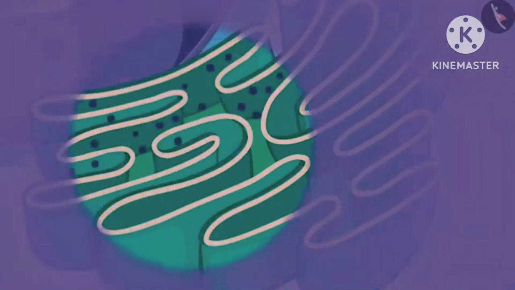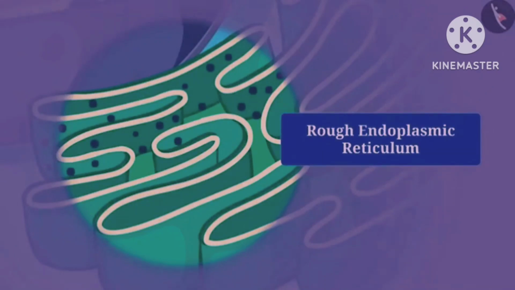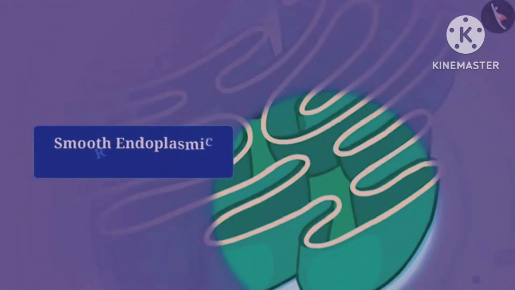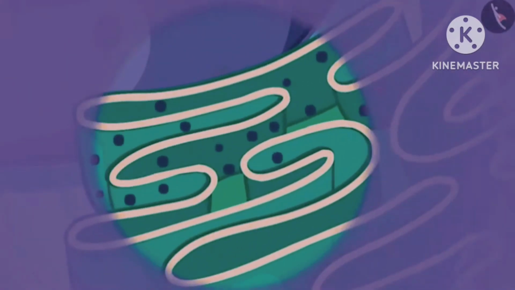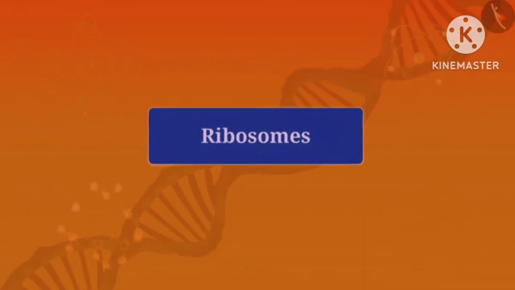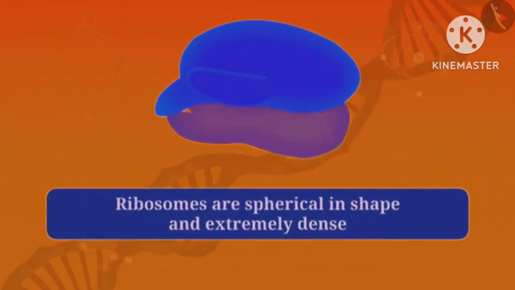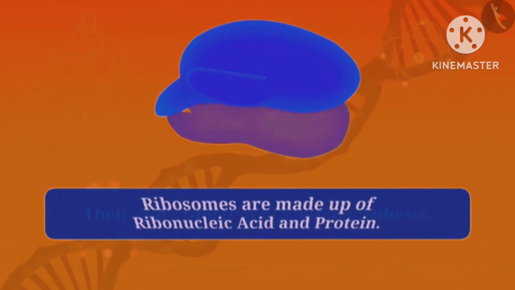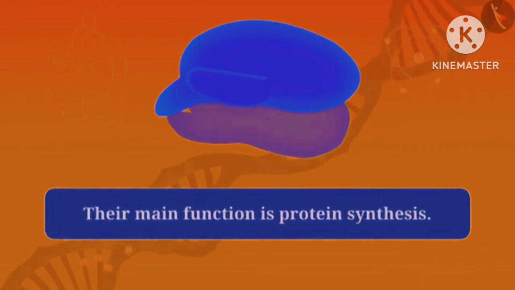The endoplasmic reticulum that has black dots is called a rough endoplasmic reticulum, and the one which does not have dots is called smooth endoplasmic reticulum. Do you know what these black dots are? These black dots are called ribosomes. These are spherical in shape and extremely dense. They are made up of ribonucleic acid and protein. Their main function is protein synthesis.